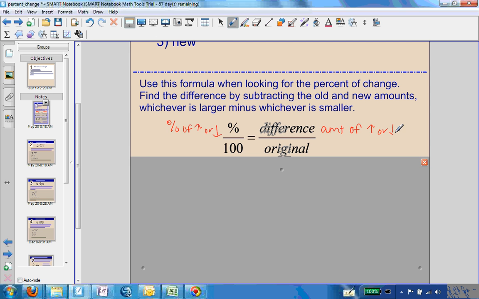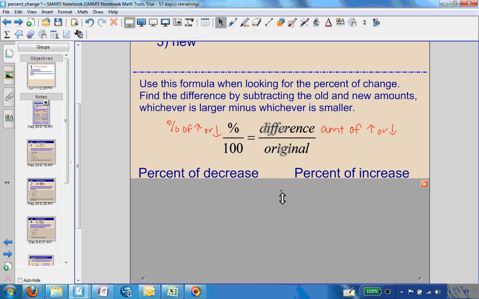The difference is going to be the amount of increase or decrease. Now again, remember that the ideas across from each other in a proportion mean the same thing. This is the percent and this is the actual amount, but they are going to represent the same thing, either of increase or of decrease. 100 is going to represent the original amount, so original will always be across from 100. So that's our first formula.